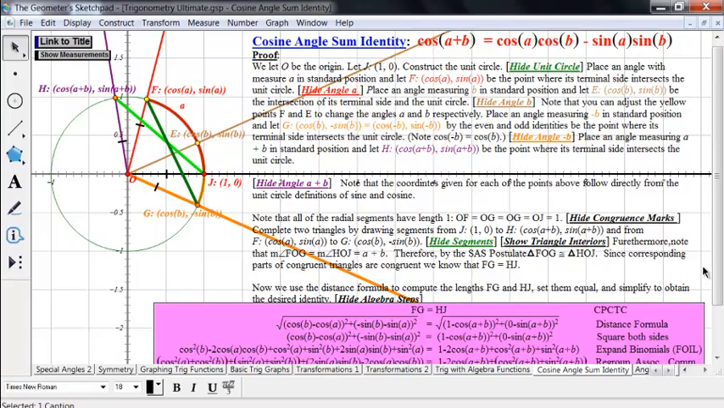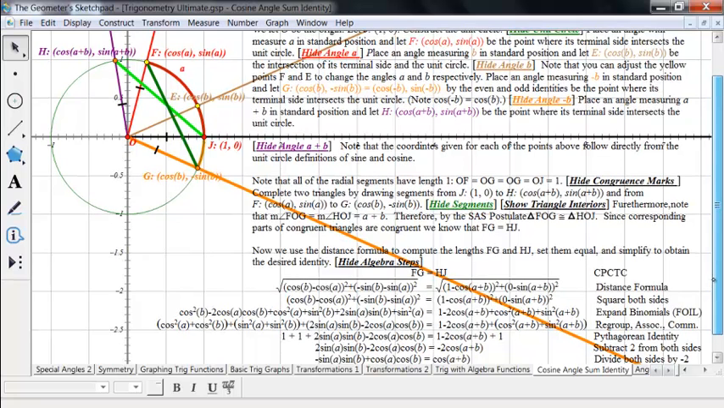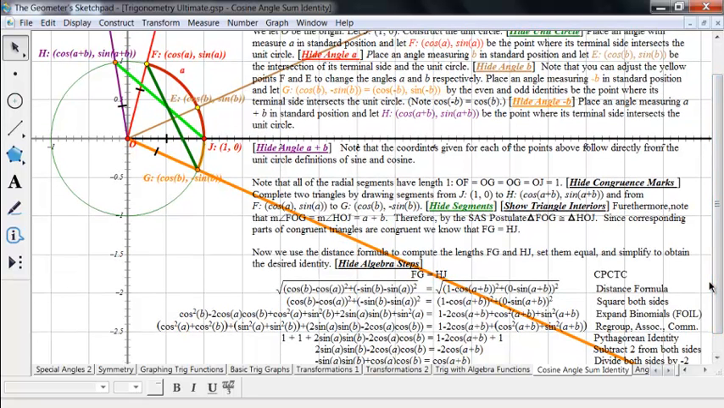And so here we have the reasons over here on the right. First of all, we know corresponding parts of congruent triangles are congruent. This is CPCTC, short for that. So by that we know that the distance from F to G is equal to the distance from H to J, which is what this is saying. Now we just use the Pythagorean theorem, which gives us the distance formula.